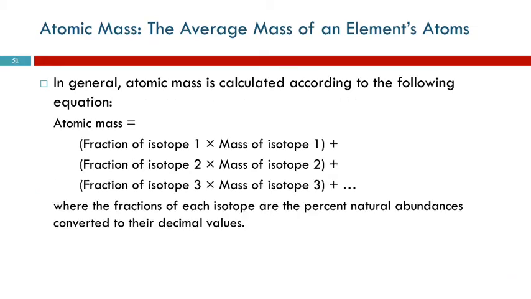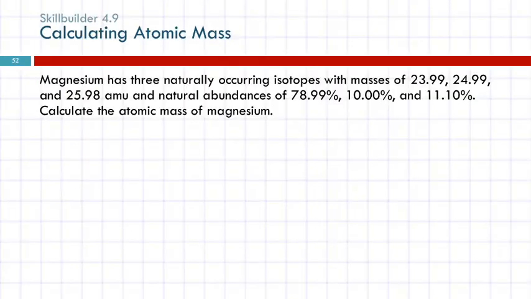So if you like formulas, I guess you could say this is a formula. This is the overall idea. To find atomic mass, you take the fraction of the first isotope times its mass, plus the fraction of the second isotope times its mass, plus the fraction of the third isotope times its mass, etc. However many you have. So let's do an example.